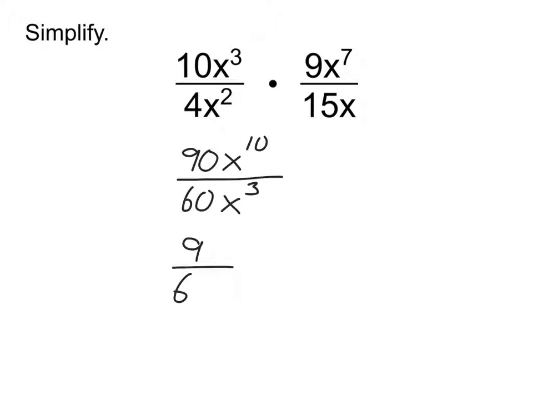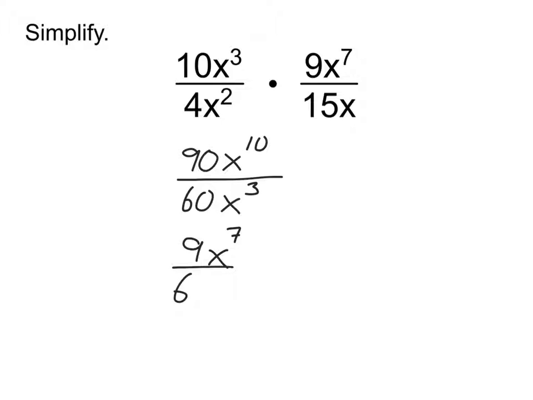Now I take a look at the x's. I have x to the 10th over x cubed. When I divide the x's, what am I doing with the exponents? Subtracting, absolutely. And so I do 10 minus 3, which is 7. So then notice that's a positive 7, so yes, that x is still on the top.